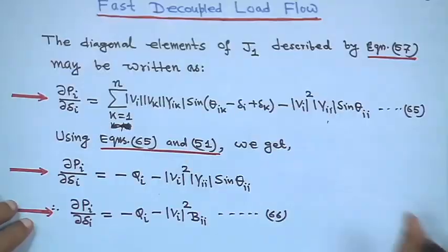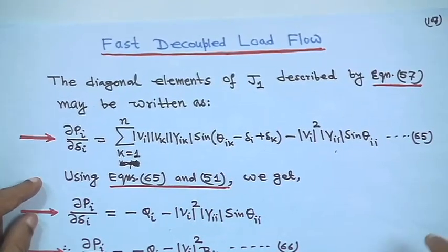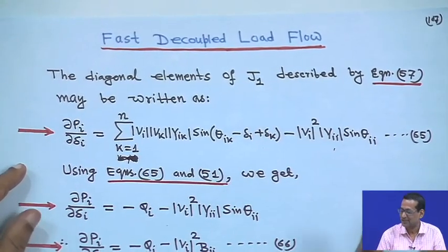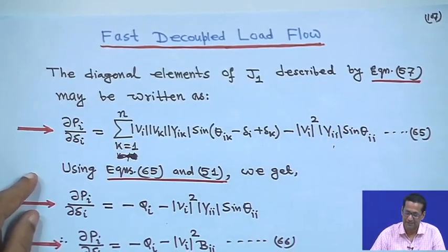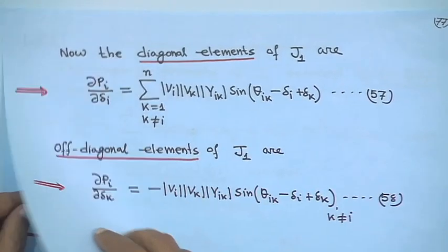Okay. Next is the fast decoupled load flow. Here we cannot solve numericals now, but we will tell you what this is. Now, the diagonal elements of J1 described by equation 57, this is equation 57.